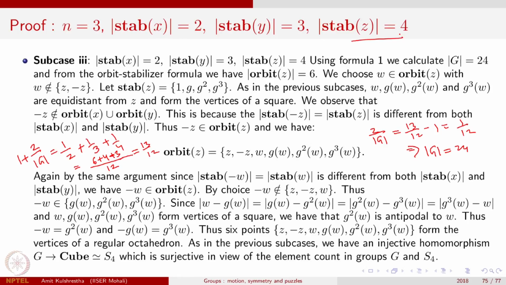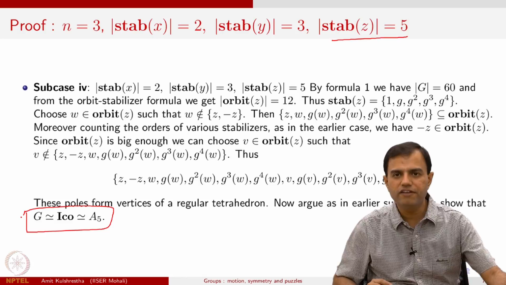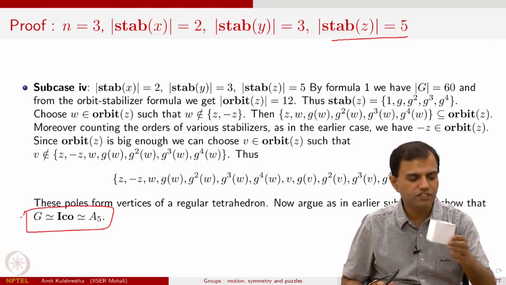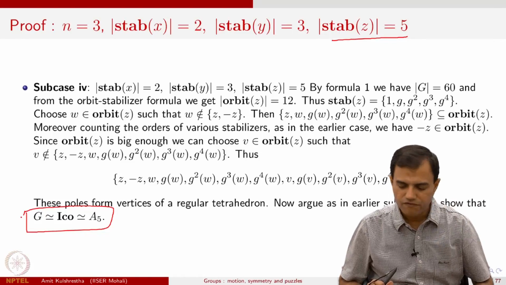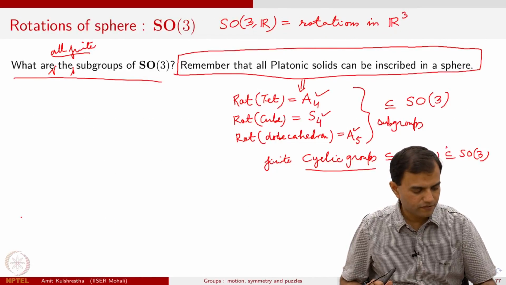Again, when the stabilizer is of size 4, I can do exactly the same kind of analysis and conclude that G is S4. Similarly, when the stabilizer is of size 5, I can conclude that G is actually the group of the icosahedron, which is A5. Then all the cases are finished. So I have this case of A5 finished. Before that I had the case of the cube finished, and before that the case of the tetrahedron also finished.